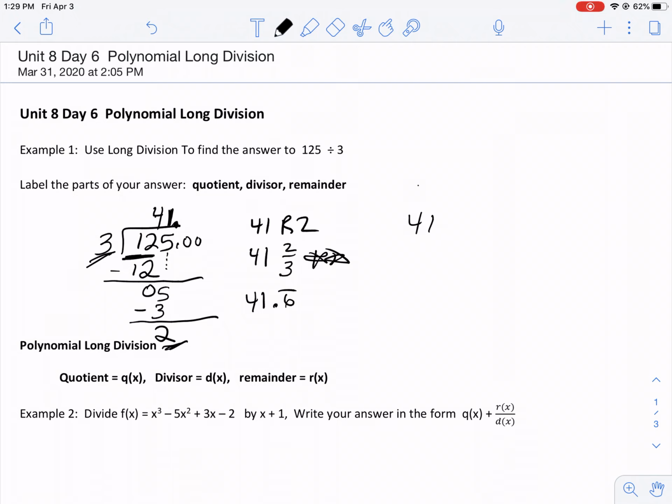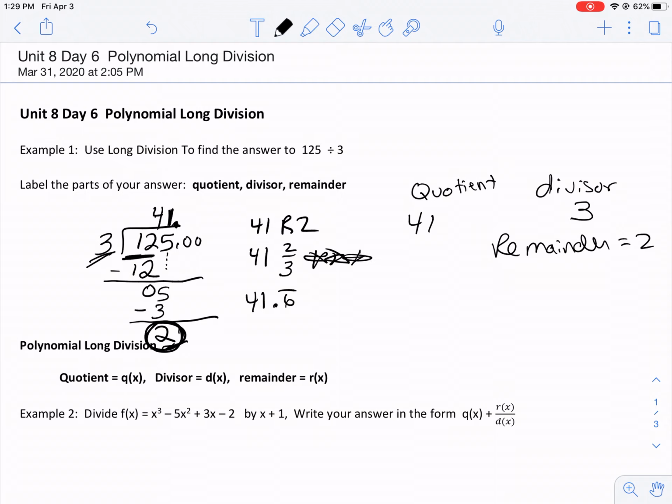So 41 is the quotient because that's the answer. Okay. The divisor is what you're dividing by. So the divisor is 3. And the remainder is what was left when you finished the problem and got done subtracting. So the remainder was 2. So the way we write our answers in this middle of the road level is the quotient plus the remainder over the divisor, 41 plus 2/3. That's what you learned back in elementary school.